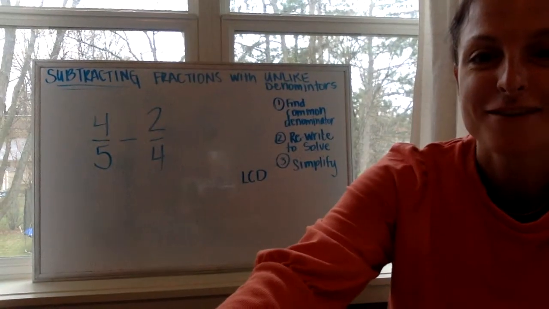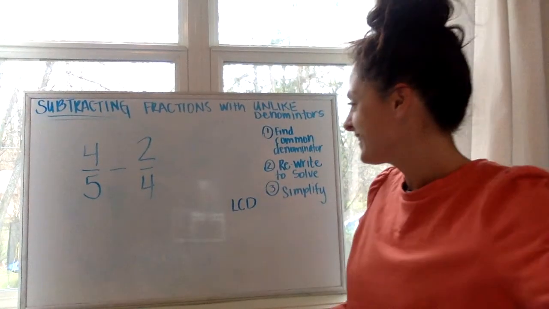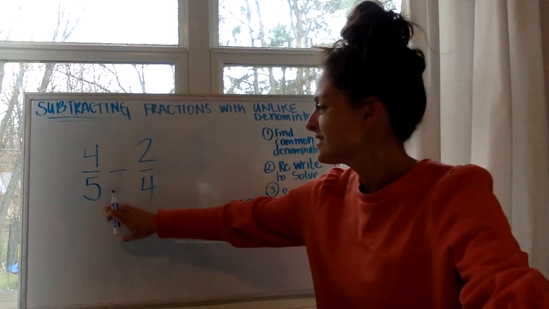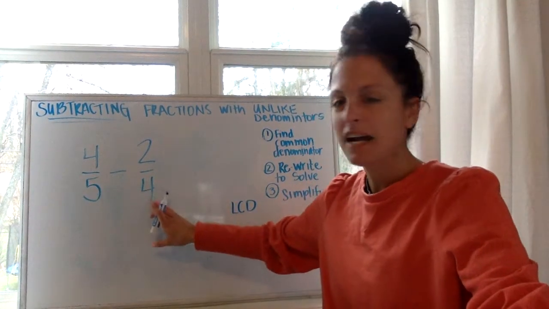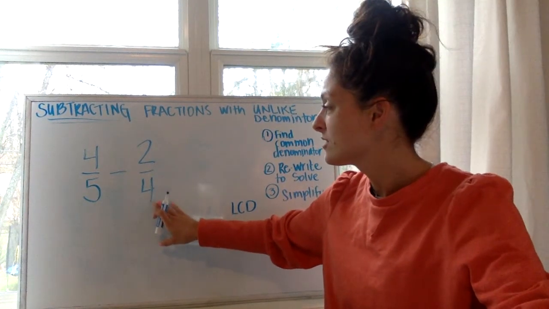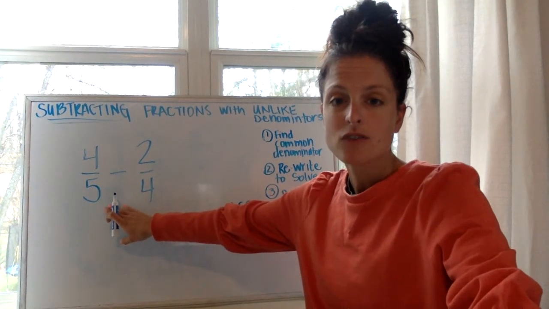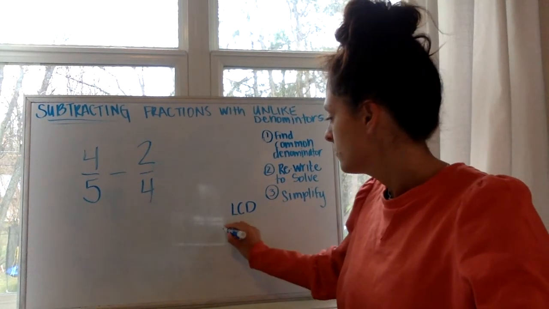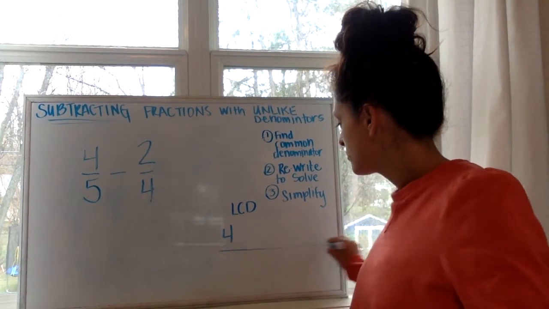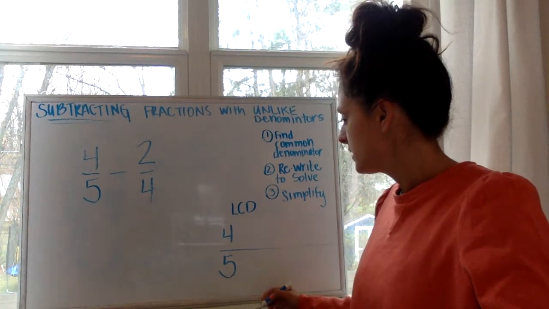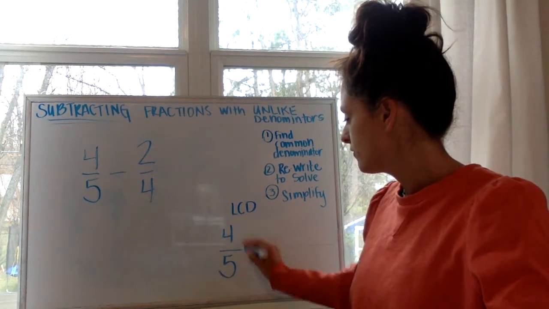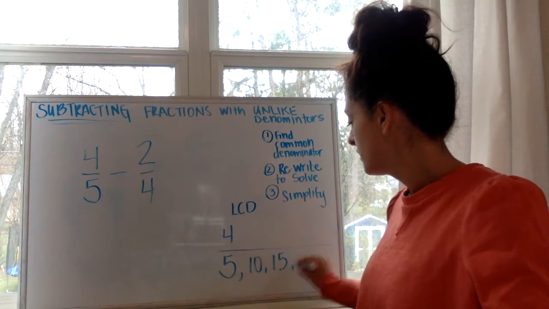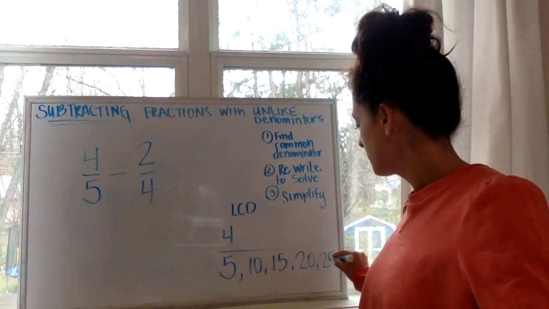All right, so we are going to take a look at finding our common denominator. I noticed that there's nothing I can do to this 5 to get 4 and nothing I can do to this 4 to get 5. So that's when you can multiply by the opposite denominator. Or to show you here, you can find your least common denominator. I'm going to count by 5s and 4s. So 5, 10, 15, 20, 25. I'm going to stop there.